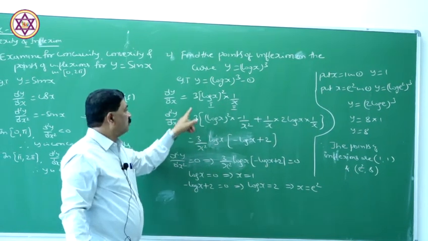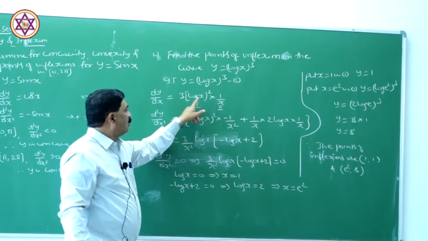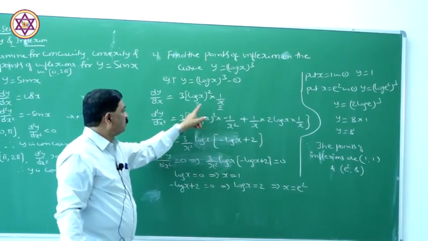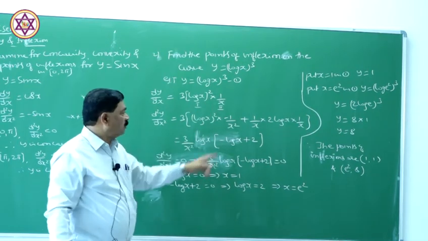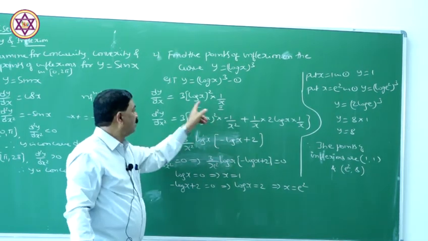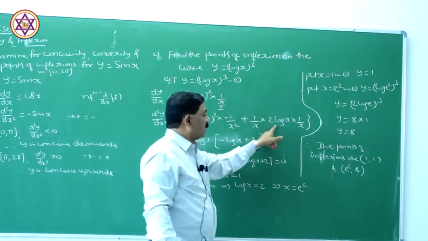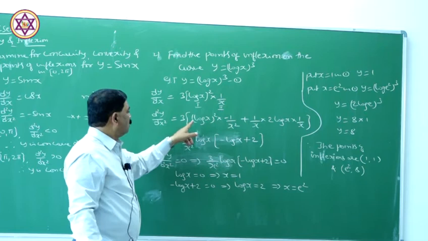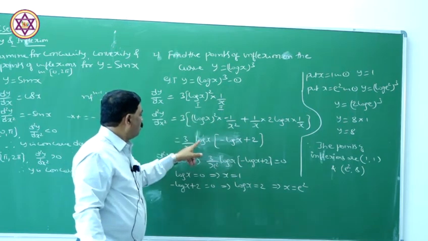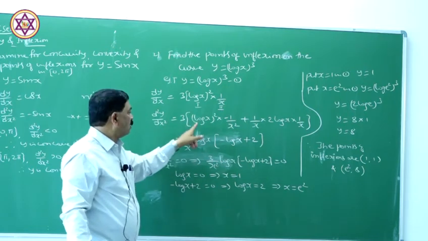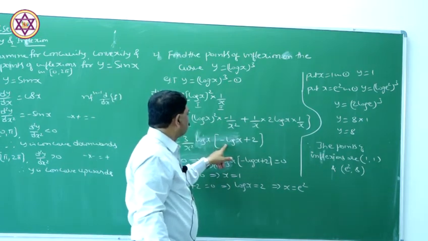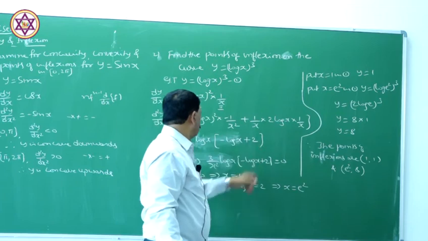Again differentiate, using the product rule. (log x) whole squared I am taking as the first function, 1 by x as the second function. First into the derivative of second: the derivative of 1 by x is minus 1 by x squared. Second into the derivative of first: 2 log x into 1 by x. From these two terms, I take log x by x squared as common, and we get minus log x, and the remaining term is 2.